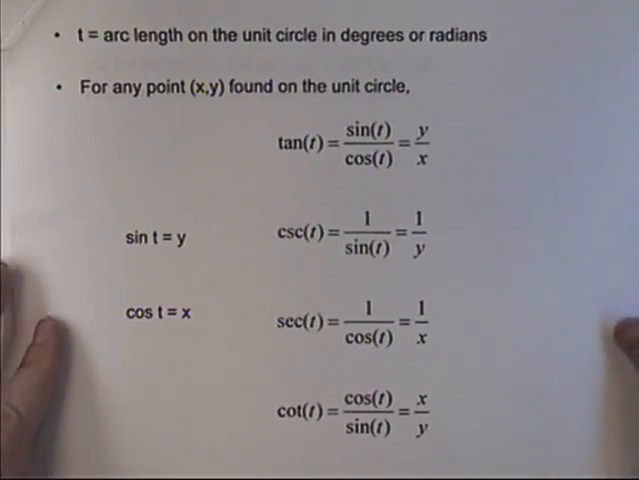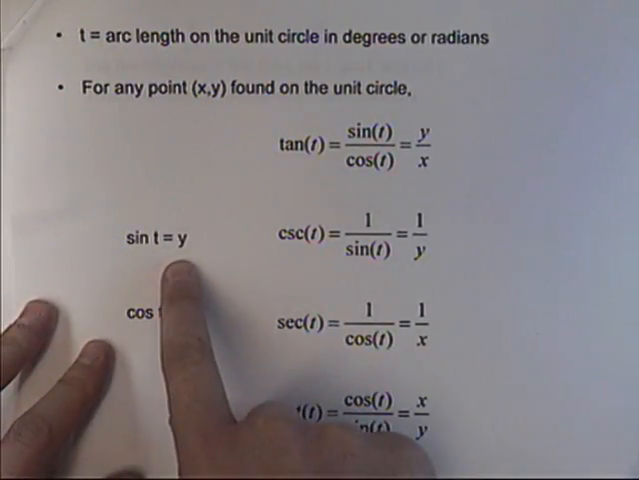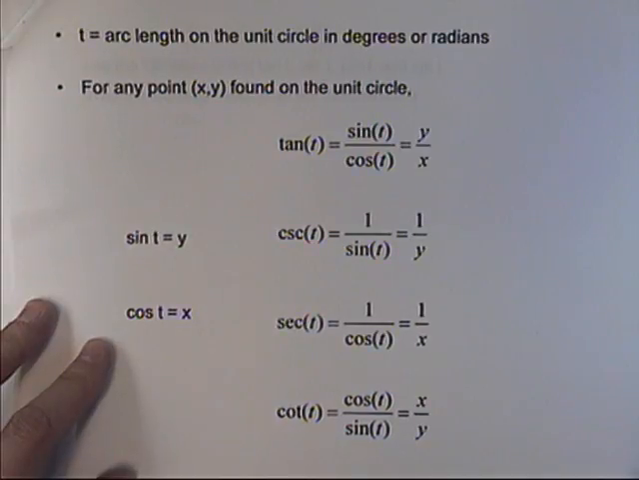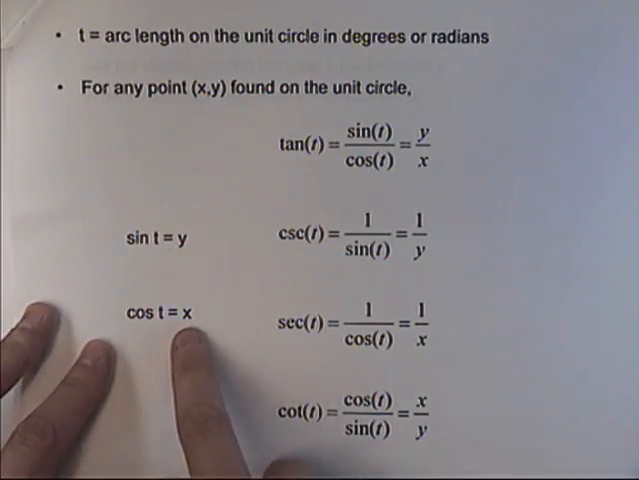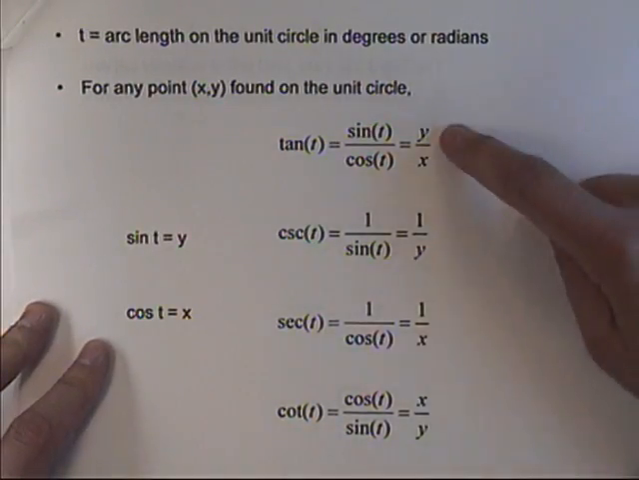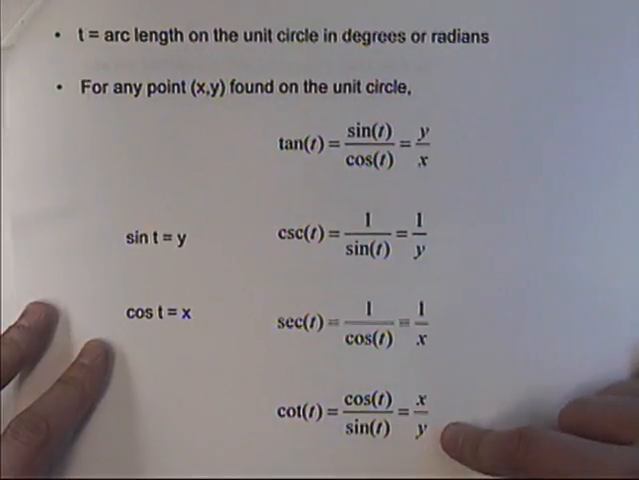Now, we've already learned that the sine of an angle is the y value of the point on a unit circle, and the cosine of an angle is the x value of the point. But these are some other definitions.